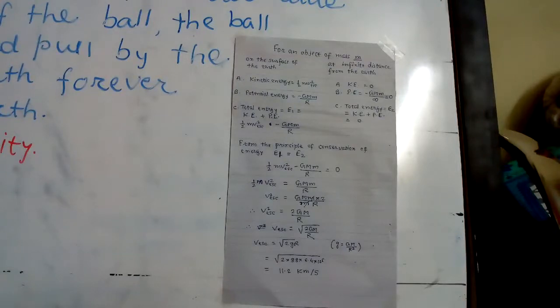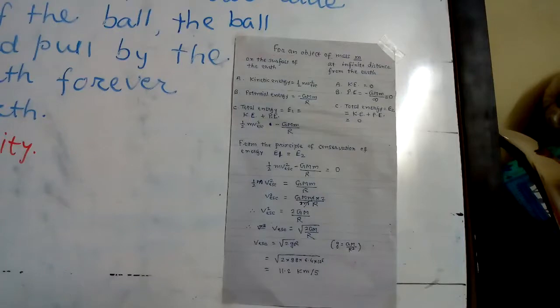And for an object of mass m at infinite distance from the Earth, kinetic energy is 0. Then potential energy is minus GMm upon infinity. Anything upon infinity is also equal to 0. And so here the total energy of the object is 0. From the principle of conservation of energy, total energy remains constant. E1 is equal to E2.